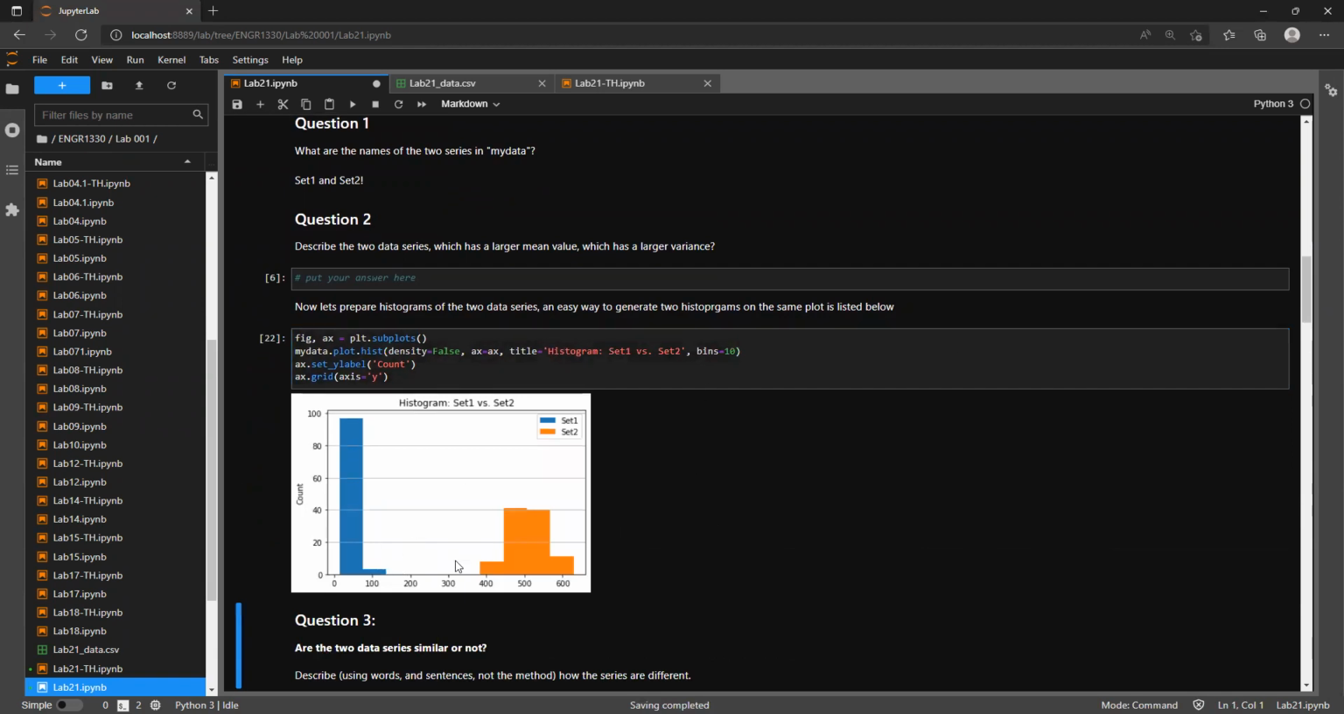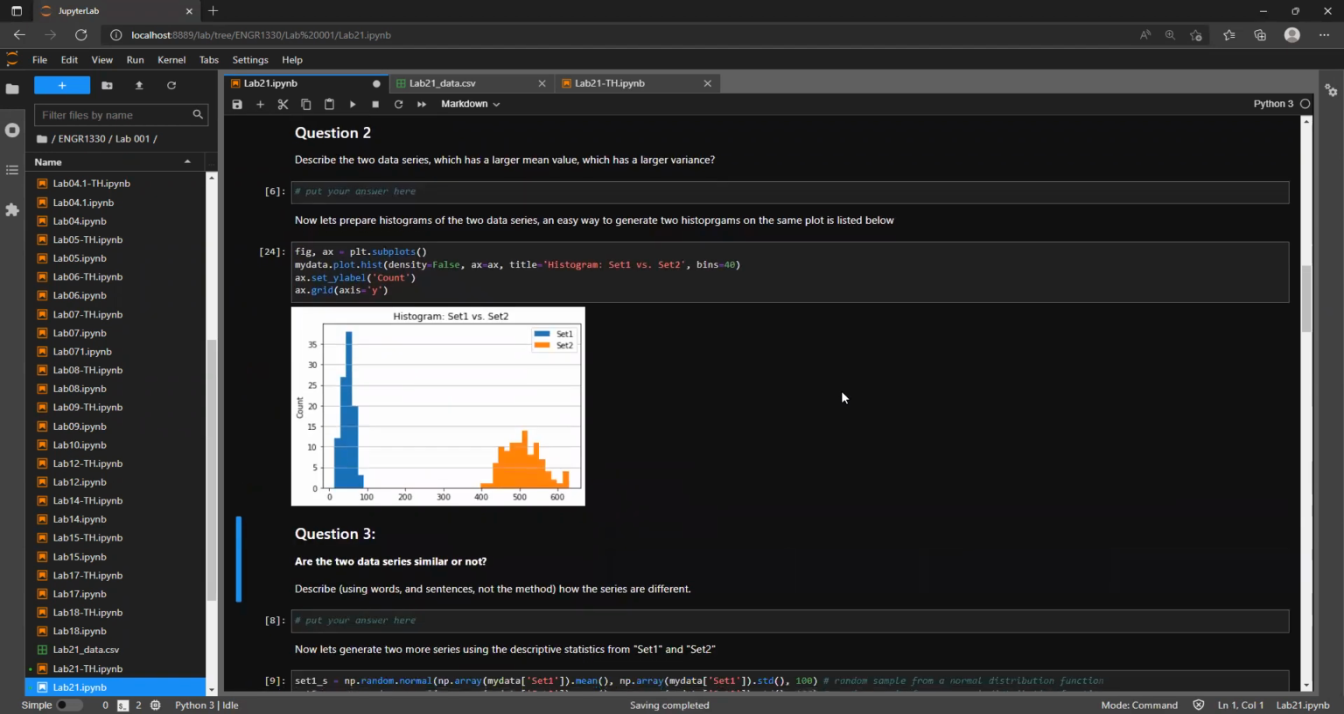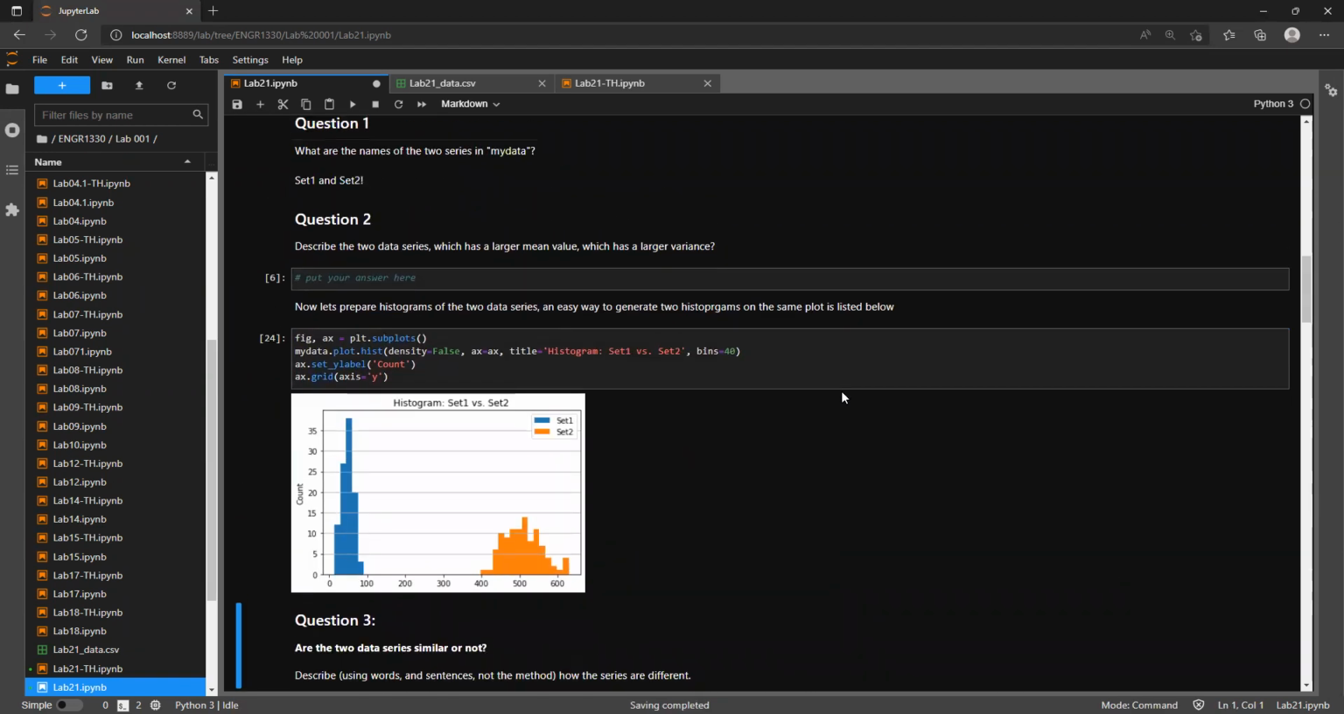We're getting somewhere. We can see that set one has more in one bucket than set two does. Let's try another. All right, we're starting to see a pattern here. Okay, well, we can definitely see some similarities and some differences for set one and set two from this histogram.